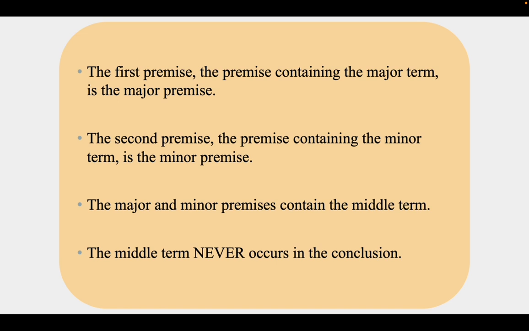Now, obviously, I have to say that the first premise, the premise that contains the major term, is known as the major premise. The second one, which contains the minor term, is the minor premise. So the major and minor premises contain the middle term in different positions, as we will see. But once again, I must remind you that the middle term never occurs in the conclusion.